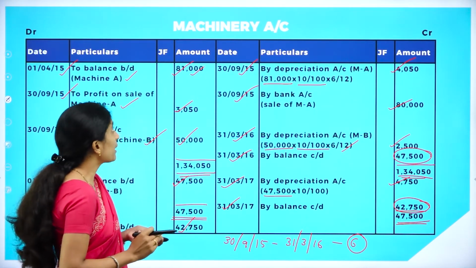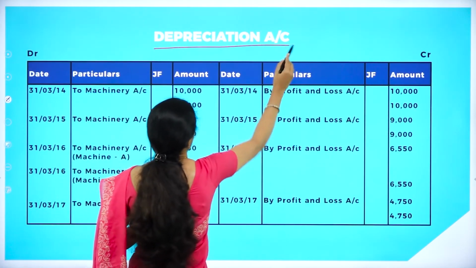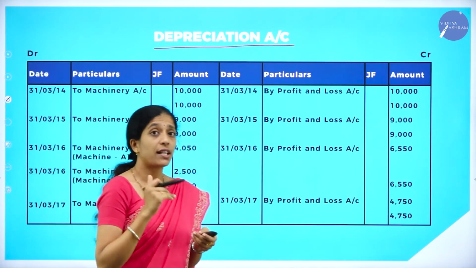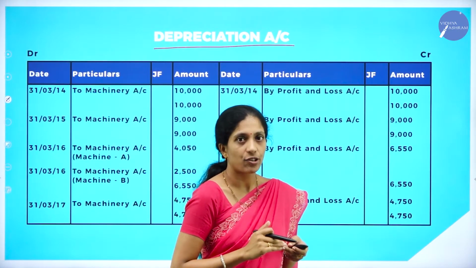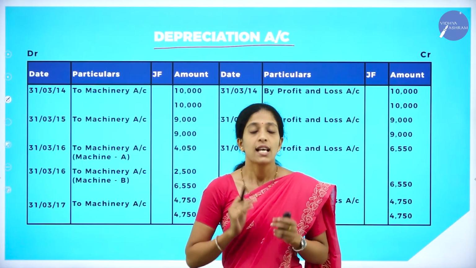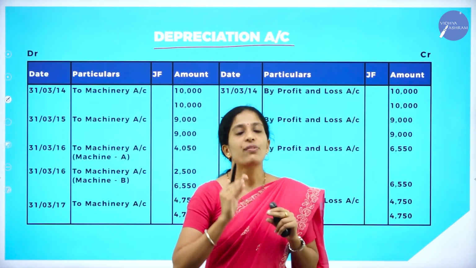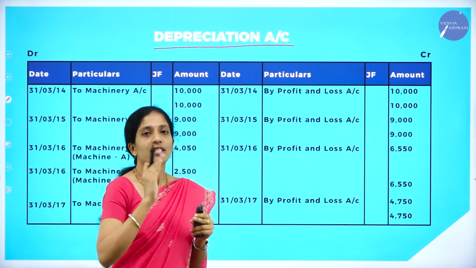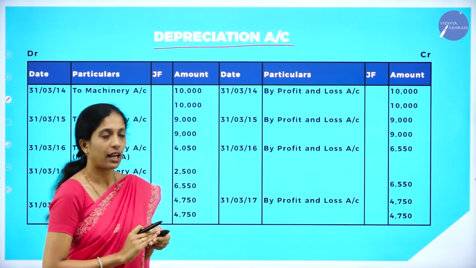Now coming to the next one, that is depreciation account. So we know about depreciation account. First entry is for charging depreciation. So your entry will be depreciation account debit to asset account. Second entry is for what? Transfer of depreciation to profit and loss account. So your entry will be profit and loss account debit to depreciation account.